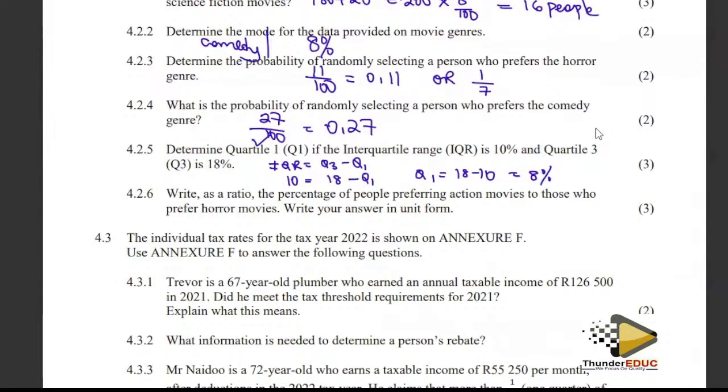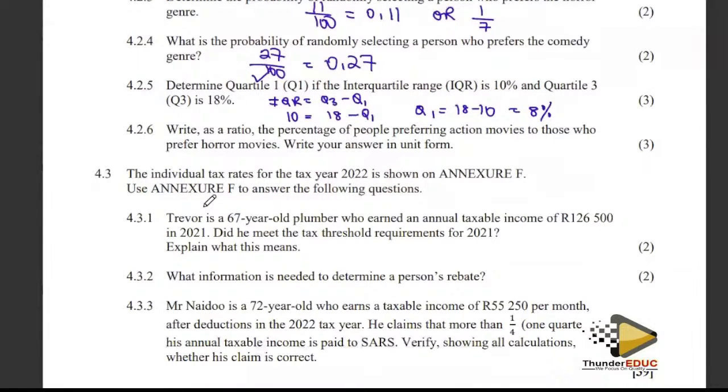Write down as a ratio the percentage of people preferring action movies to those who prefer horror movies. Write your answer in unit form. Unit form simply means it will start with 1, a given number. Anyway, let's look at that. We are looking at action movies, the percentage, and horror movies.